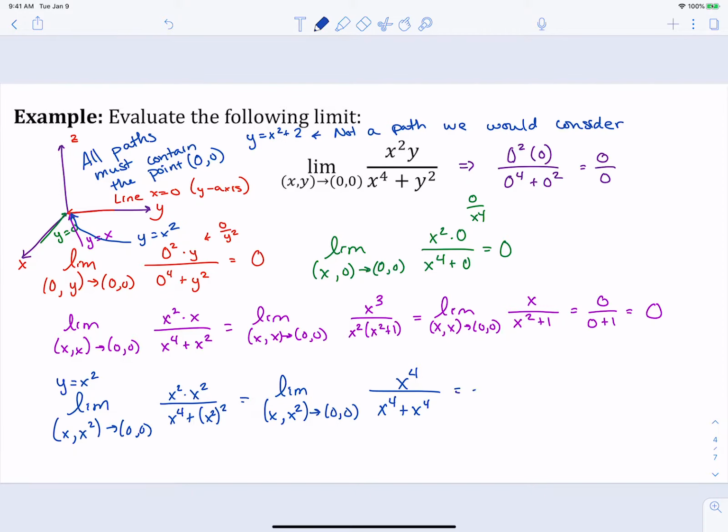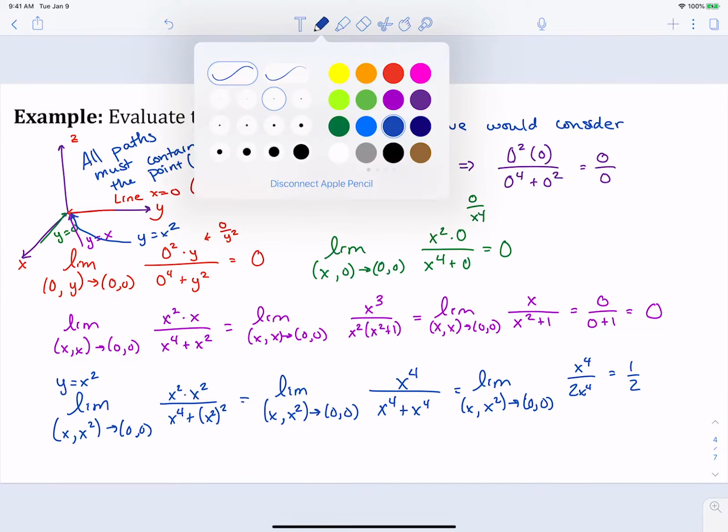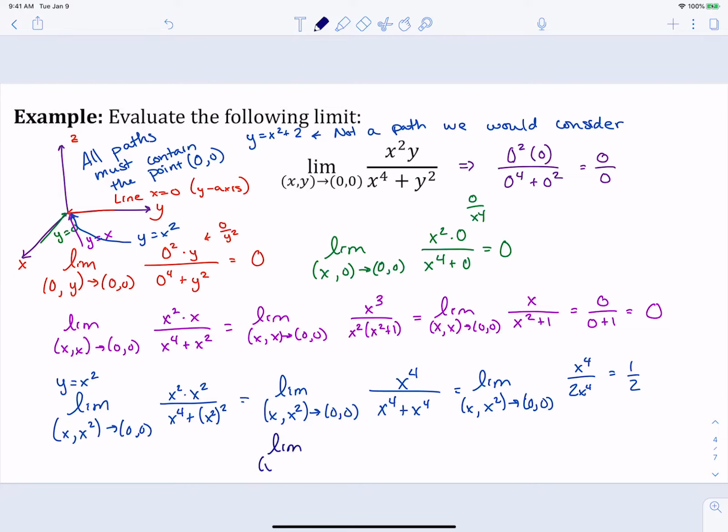This is very interesting because we get the limit as x goes to 0. This is the most annoying part of limits, you've got to keep writing limit out. x to the fourth over 2x to the fourth, that is, oh no, that's 1/2. So we have a problem. We found a path where we got to a different limit. So what this tells us is this overall limit that we have, the limit as xy goes to 0, 0, of x squared y over x to the fourth plus y squared, this does not exist.